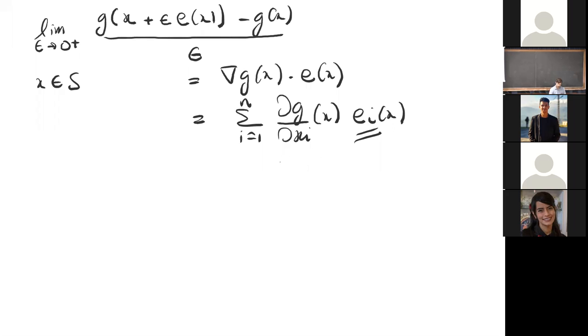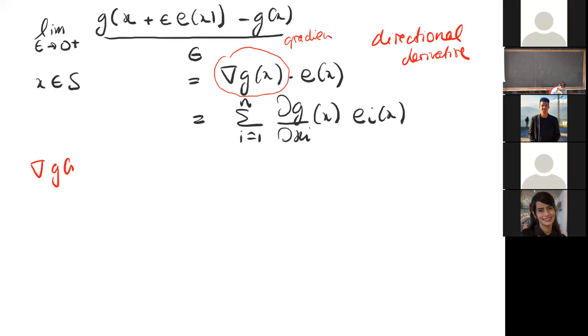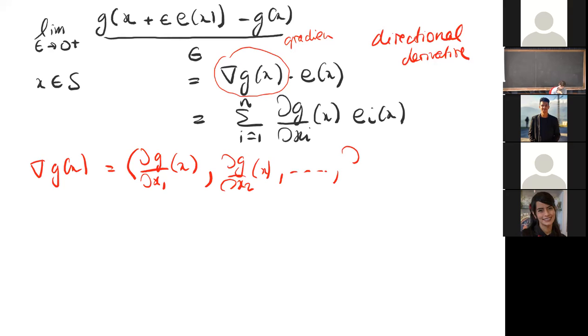So this object is called the directional derivative. Okay. This is the basic of differential geometry. Is everyone clear with what a gradient is? Just to make sure, this is the gradient. So the gradient of g of x is the vector of partial derivatives, dg/dx1 of x, dg/dx2 of x, and so on. So it's a vector of size n.